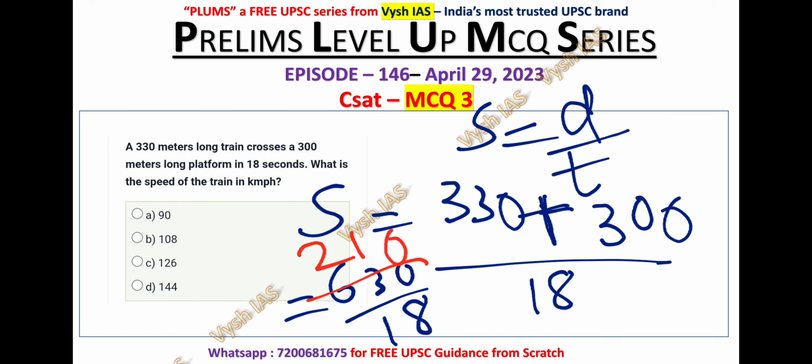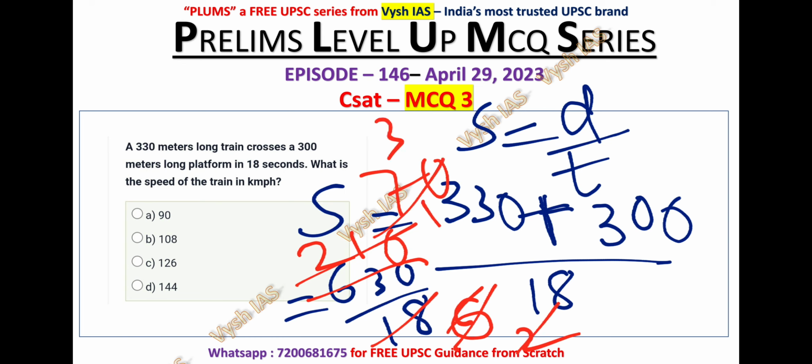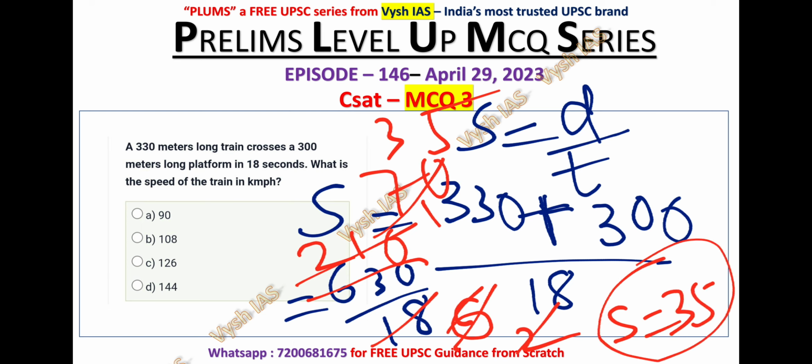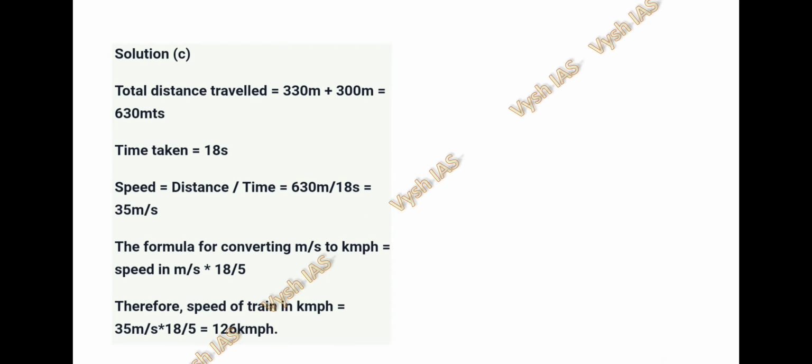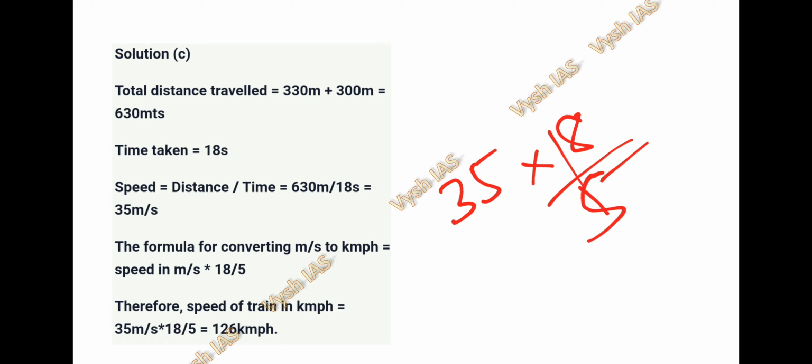If you further solve it, it will go in the 3 table. 3 1s are 3, 3 6s are 18, 3 7s are 21. Okay, 2 3s are 6, 2 5s are 10. So the speed we have got is 35. We have got this 35 in terms of meters per second. So 35, if you multiply with 18 by 5, we'll get the value in terms of kilometers per hour.